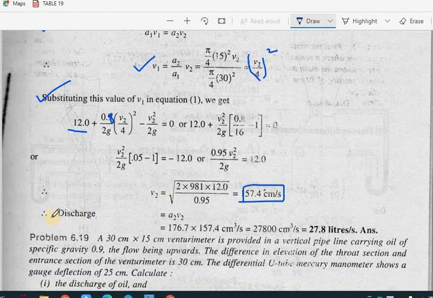Once we have got the value of V2, we can use the continuity equation, which is Q equals A2 into V2. We have got the value of A2 at the second section and V2 from this. So we put these values in this formula and you can get the discharge value. 176.7 into 157.4 centimeter cube per second. This will give you 27800 centimeter cube per second. In order to convert this into liters, we need to divide it by 1000. So it is 27.8 liters per second.